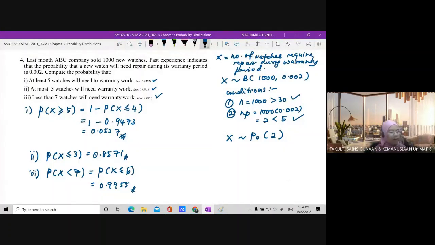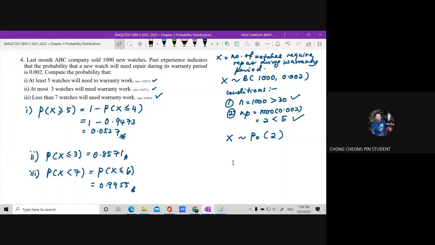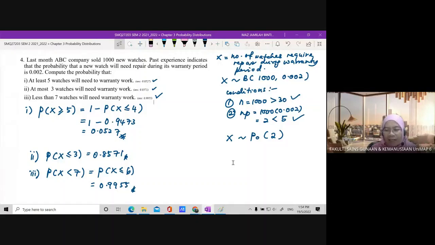Right. Okay, so that's how we do such questions. Originally you are given the problem in terms of binomial, and since the condition for approximating to Poisson is fulfilled, you can solve it using Poisson. But can you still use binomial to solve, class? Yes. But what will be the hardship or the difficult part that you need to deal with if you are still using binomial?